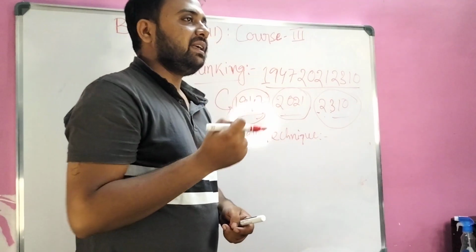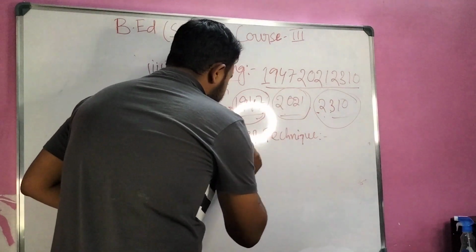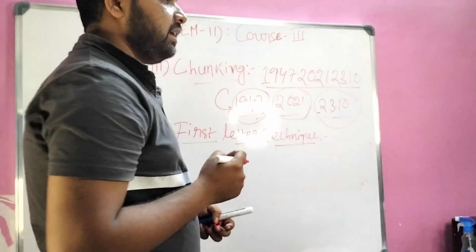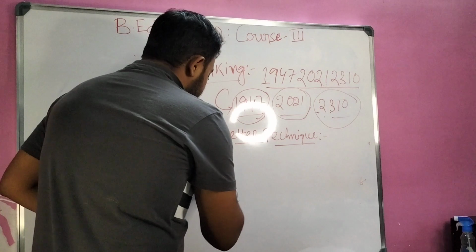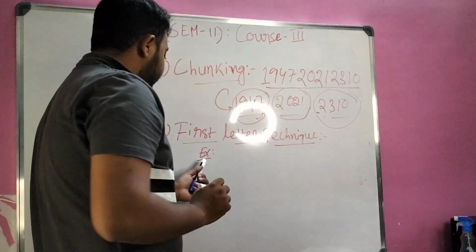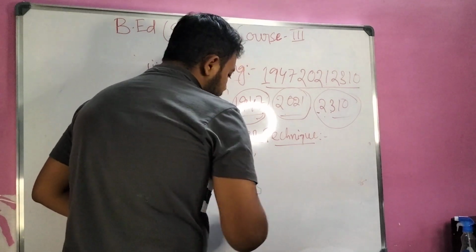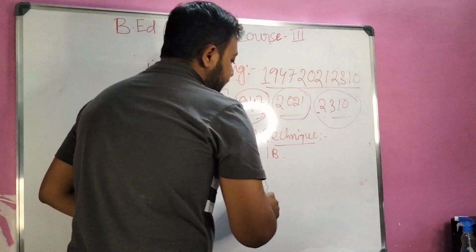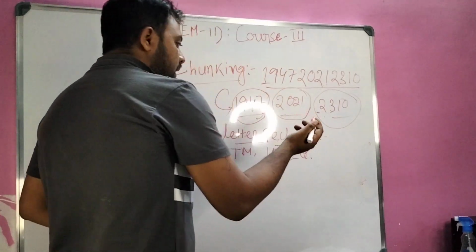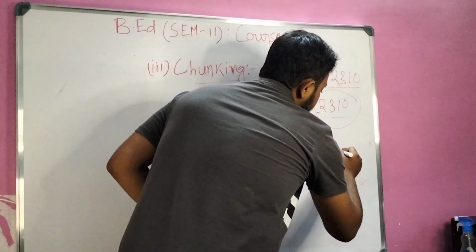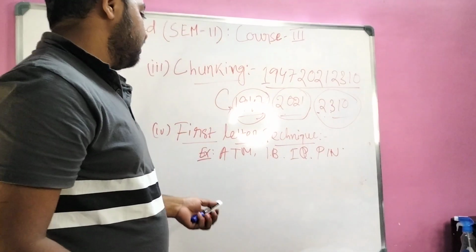We remember many things by knowing the first letter. For example, the first letter technique helps in improving our memory and is part of mnemonics. Like we use the term ATM. We use the term IB in short form. We use the term IQ and different kinds of terms like PIN. So all those letters are remembered by the first letter method.